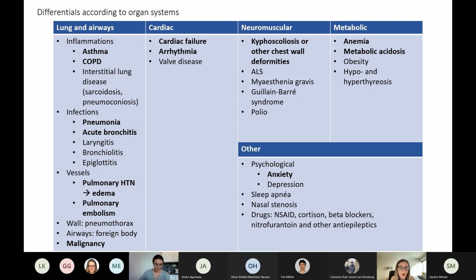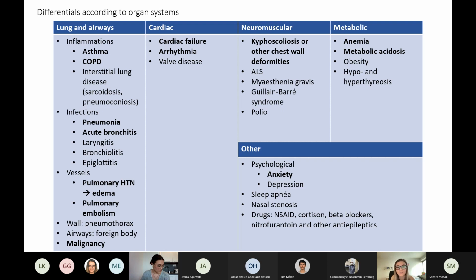With vessels, it could be pulmonary hypertension, which will lead to edema, and the pulmonary edema will lead to difficulty in breathing. And then you have pulmonary embolism. With pulmonary embolism, we're thinking of, depending, for example, if it's a hospitalized person, or a younger woman that's on birth control, which is high risk for pulmonary embolism, and then also malignancies.